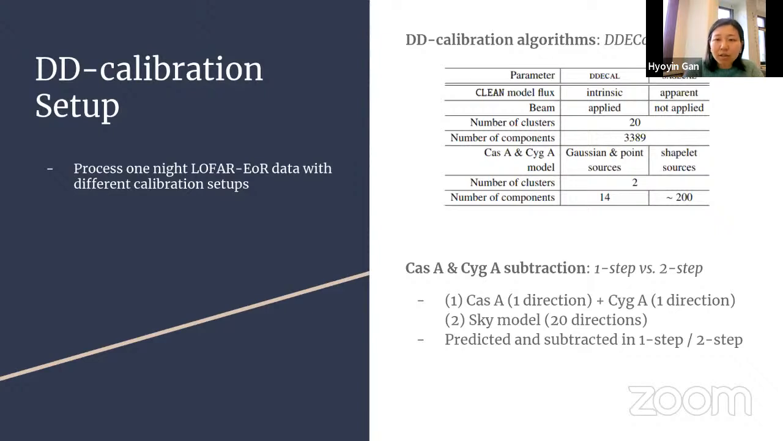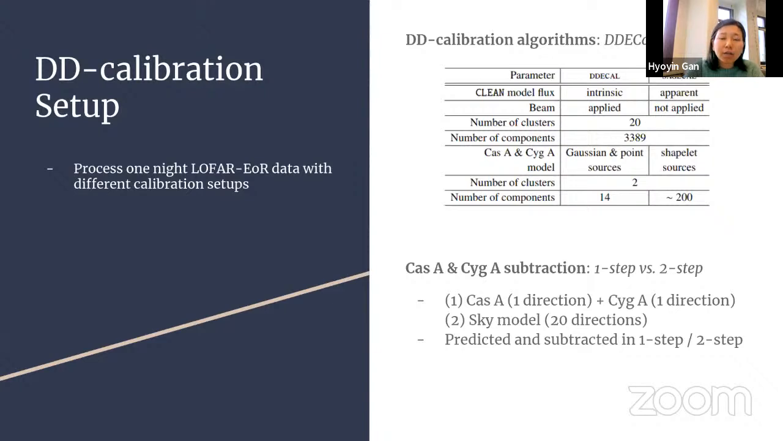So for example, DD-cal uses a model with intrinsic fluxes, while SAGE-cal uses apparent fluxes. And for DD-cal, we also use a beam model, and for SAGE-cal, we do not use a beam model. However, we are using the same sky model with the same number of clusters and components. So if we see any difference in their performance, it's not because of the difference in the sky model.